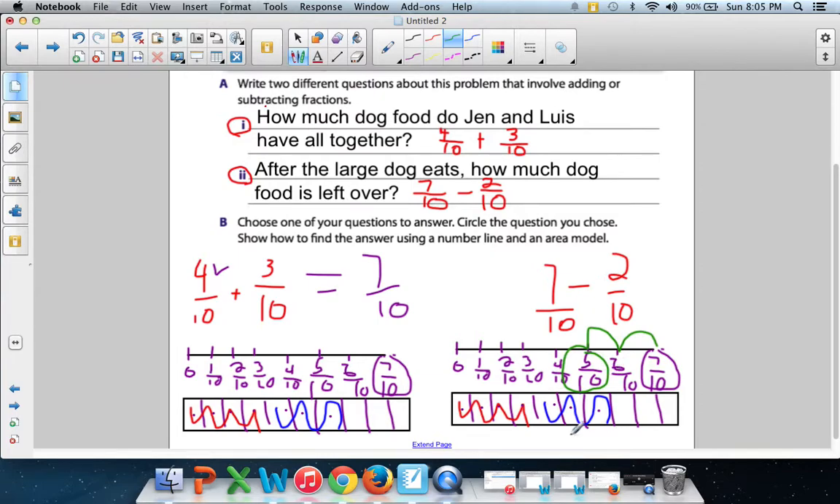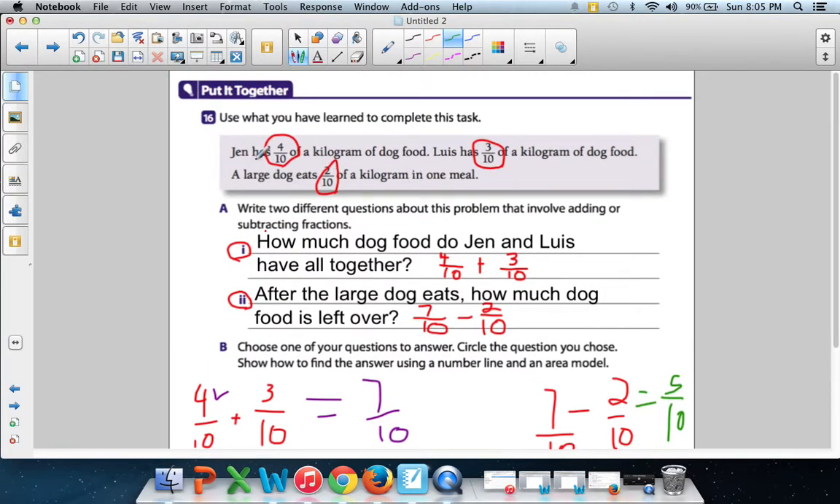That shouldn't surprise you. Down here we have 7/10 shaded in. But if we took away 2/10, take away 1, take away 2. How many tenths are left over? 1, 2, 3, 4, 5. Again, it's 5/10.